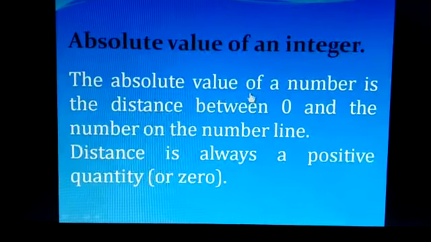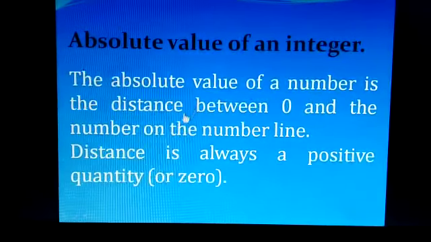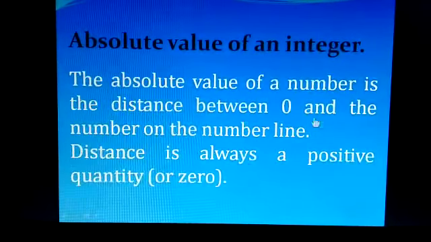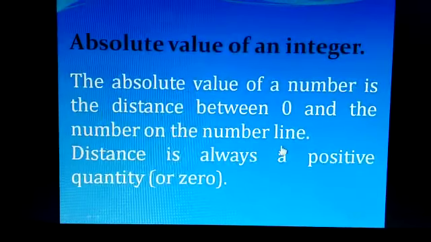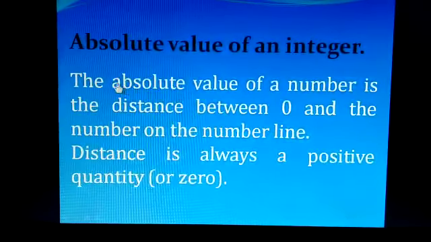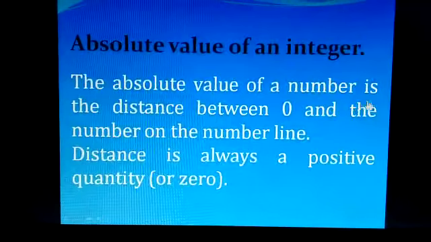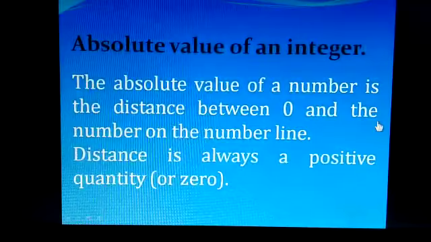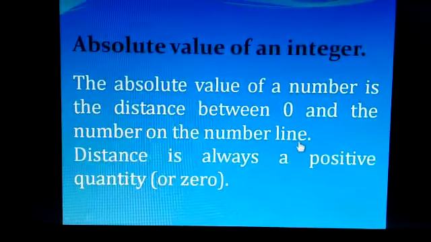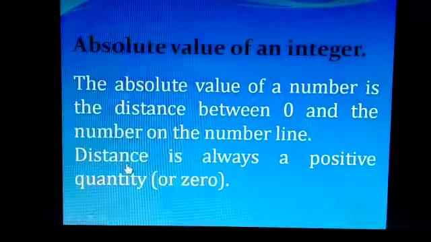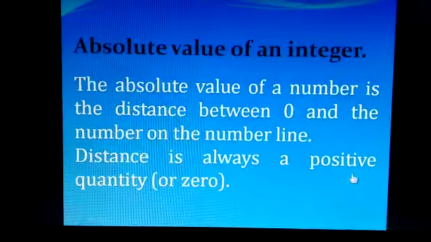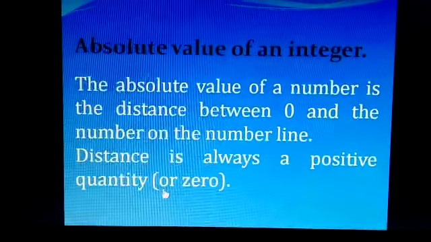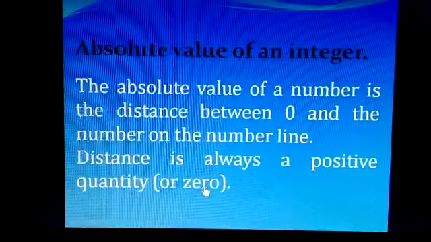The absolute value of a number is the distance between 0 and the number on the number line. Distance is always a positive quantity or 0.